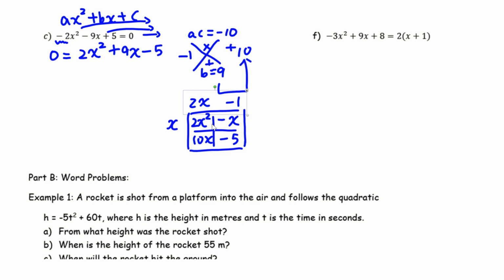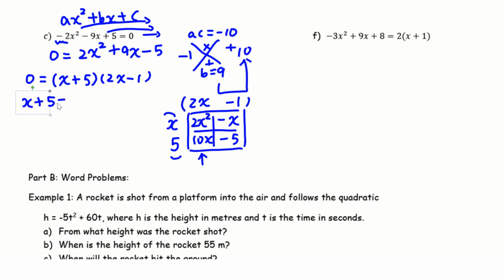Then negative 5 divided by negative 1 gives you positive 5. Check this one. 2x times 5 gives you 10x. Then this is one bracket. This is another bracket. So 0 equals x plus 5 and 2x minus 1. Then each bracket equals 0 to solve for the x-intercept.